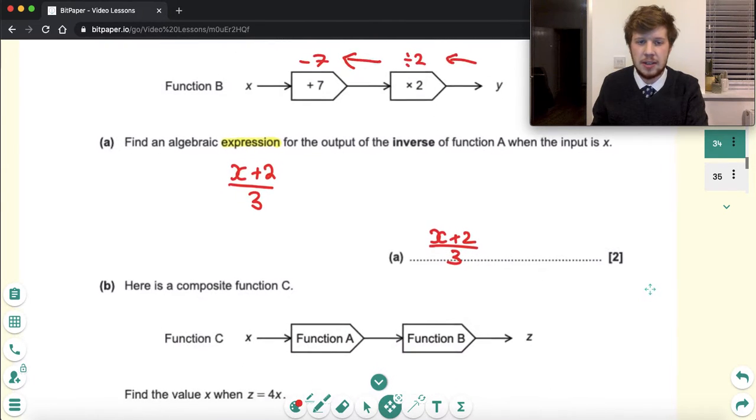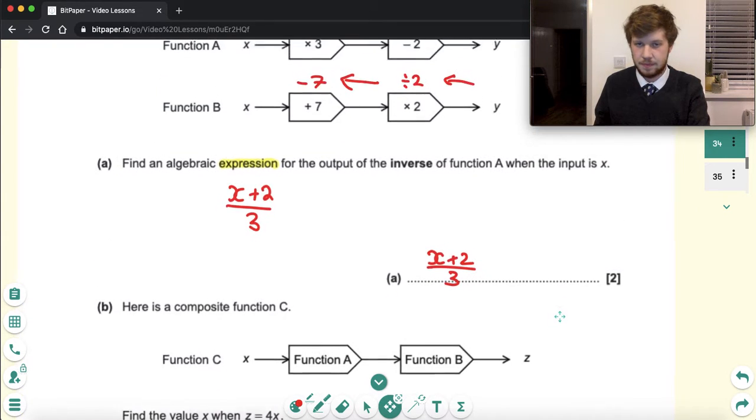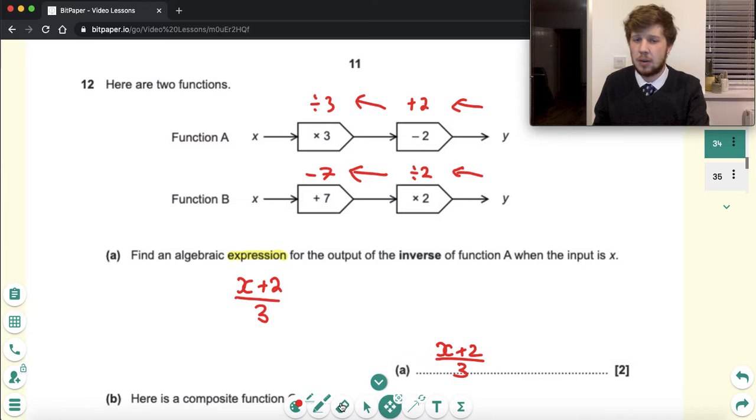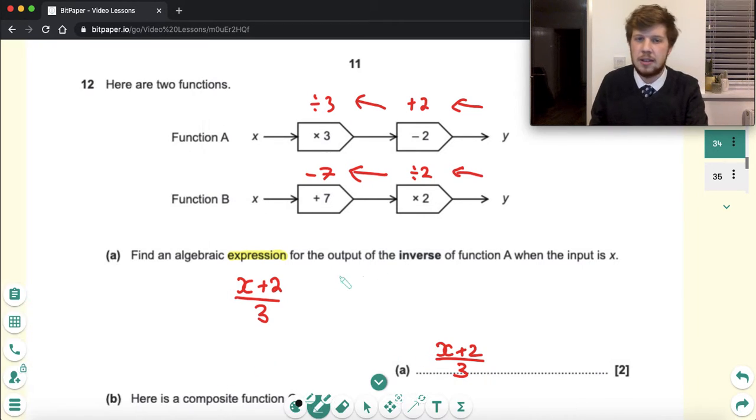Looking at part C, here is a composite function C, such that C of x goes through function A, then goes through function B, and my output is z. Find the value of x when z equals 4x. So I'm just going to do some working out up here. I'm going to change my pen to be black so that you can distinguish it from part A.